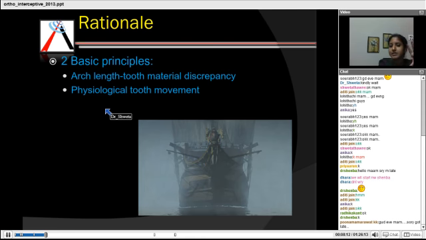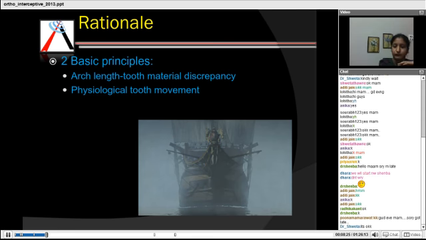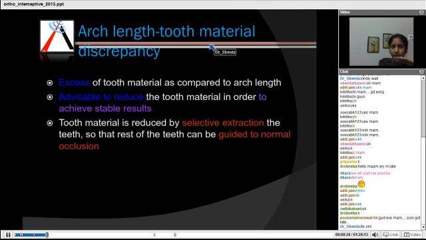The two main principles are arch length tooth material discrepancy and physiologic tooth movement. Okay, these are the two main principles on which serial extractions work. Arch length tooth material discrepancy is when there is more tooth material and less arch length. You need to remove this tooth material. So whenever your space discrepancy is more than 5 mm, you need to go for serial extractions.